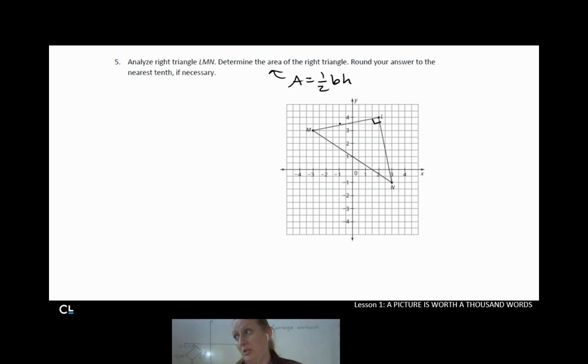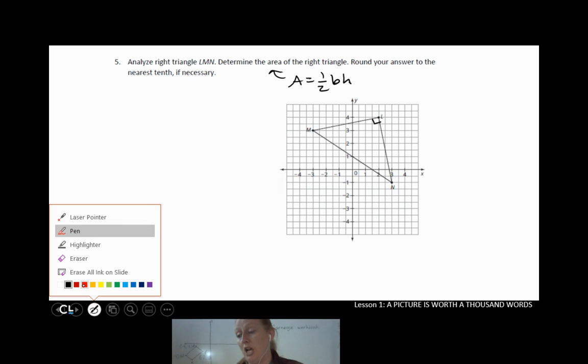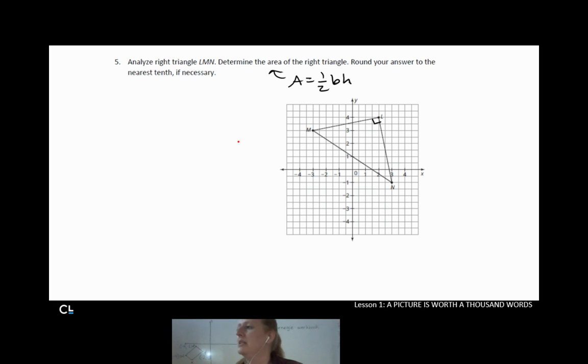That means we need to use distance formula to find our base and our height. So much distance formula. I can't help it. It's a key standard in Integrated Math 1 is finding areas and perimeters using distance formula. So I'm sorry. Let's go ahead and do this then.